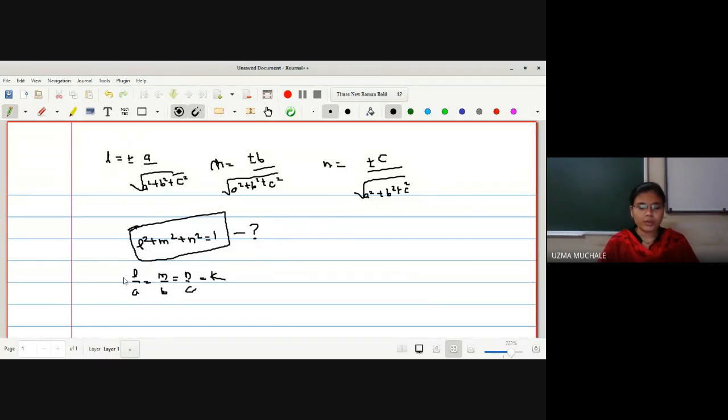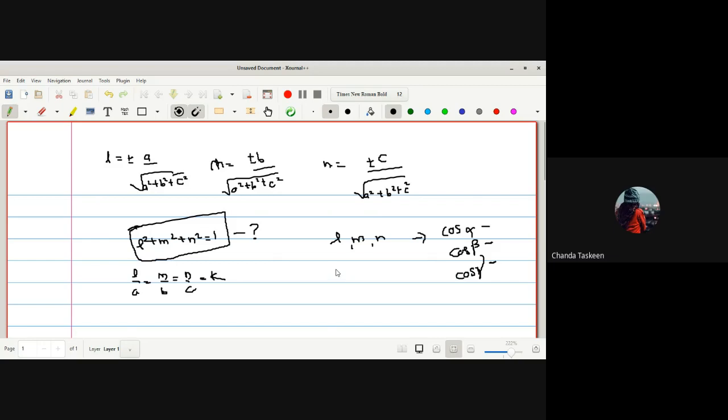Have you studied how L square plus M square plus N square is equal to 1, and what is the relation between L, M, N and those angles, cos alpha, cos beta, and cos gamma? What are these alpha, beta, gamma? These are the angles made by that line with the positive direction of the x-axis, y-axis, and z-axis. Correct, no? Are you getting me?